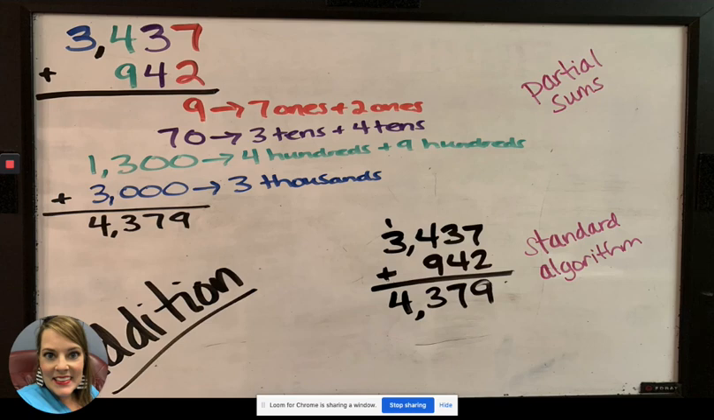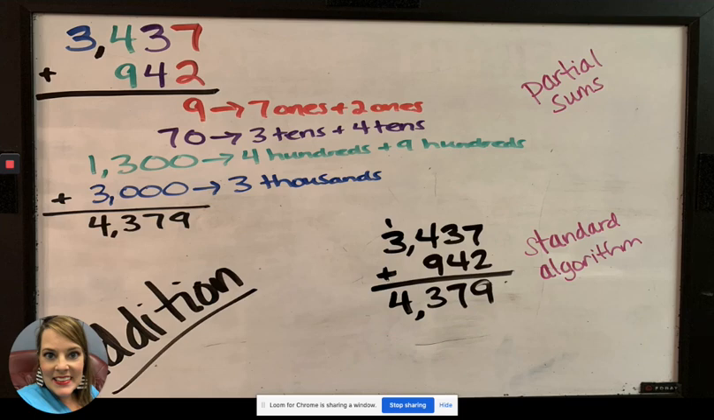The other way that you can do it also is the standard algorithm. You'll notice that when you're starting with the standard algorithm, you want to start on the right-hand side with the lowest value digit. So 7 plus 2 equals 9 in the ones place. 3 plus 4 equals 7. That's in the tens place. So really that value is 70.